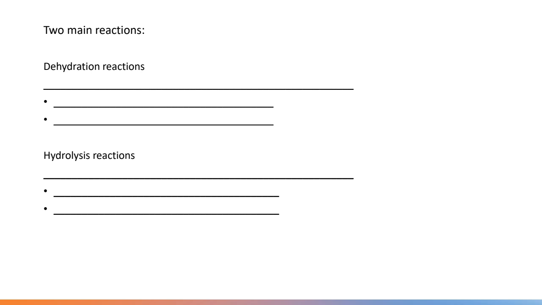Okay, we talked about polymers and monomers. Now let's go one step further: how to make or break polymers. Okay, and for that reason, we have two main reactions.